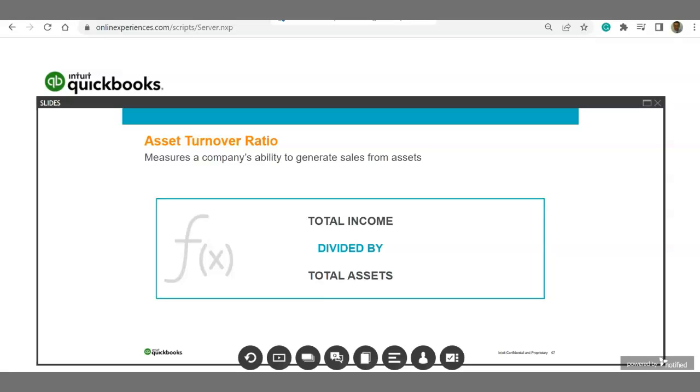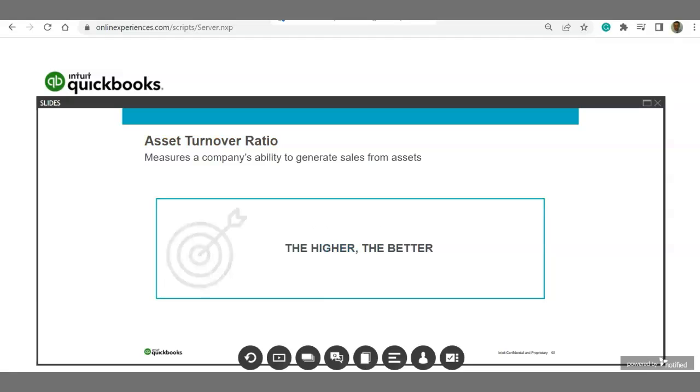The asset turnover ratio measures a company's ability to generate sales from assets. And that's a way to look at how well the company's doing that. The asset turnover ratio is also known as the income to assets ratio, and it answers the question, are the assets contributing to the profitability of the company? Because they should be. And with this ratio, the higher the better.